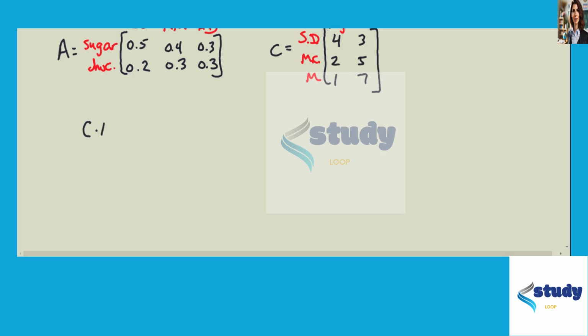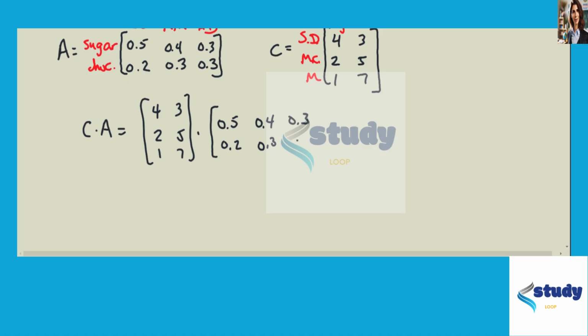So what I need to do is take C times A. So what that gives me, I'm going to recopy these. 4, 2, 1, 3, 5, 7 times my A matrix.